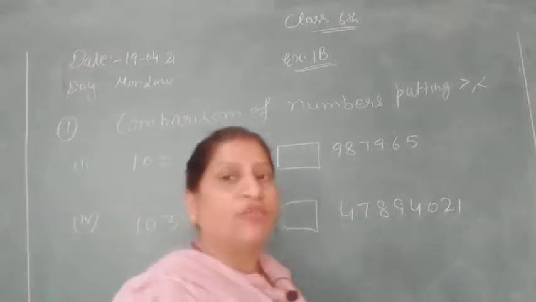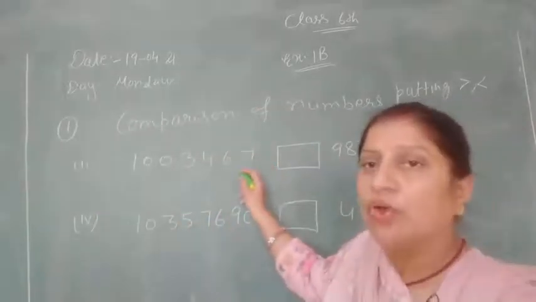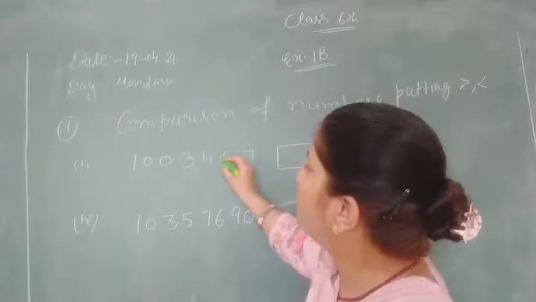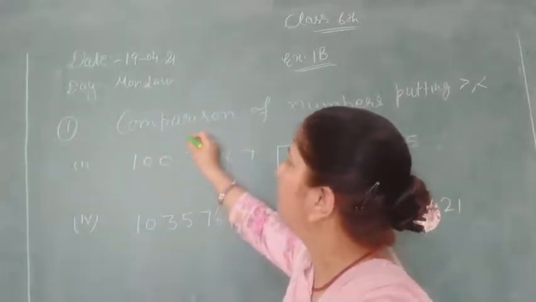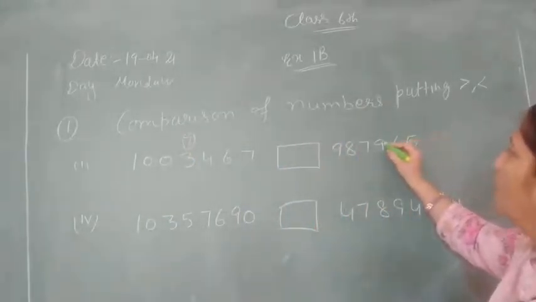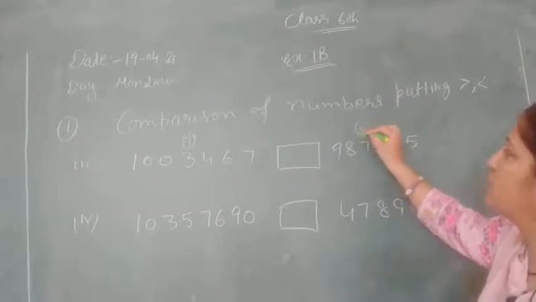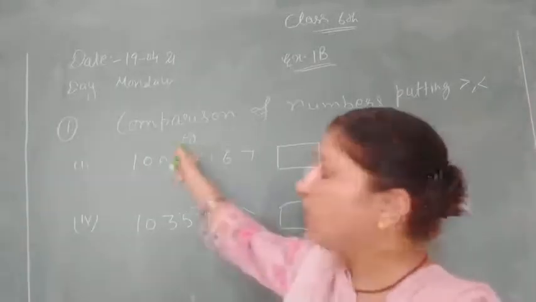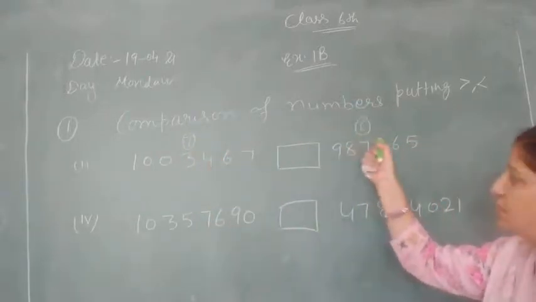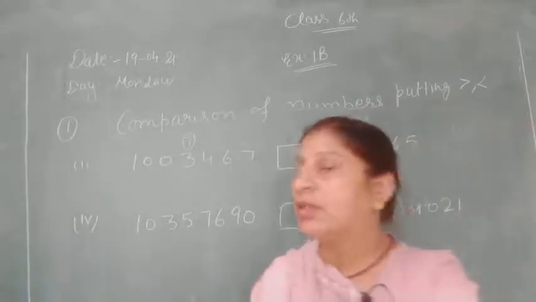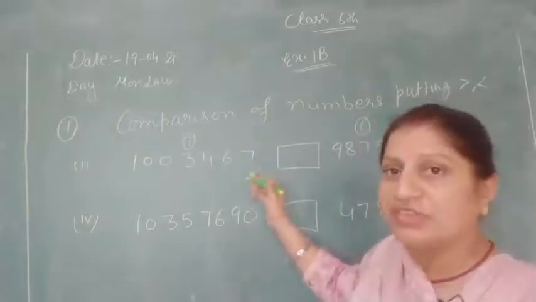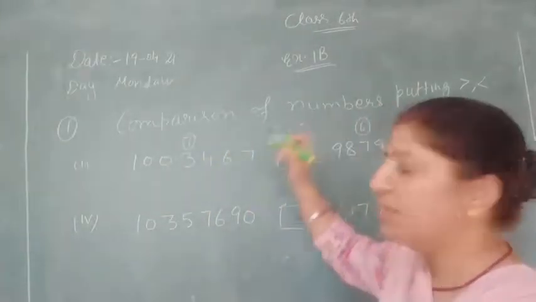Now, first we follow the first rule, that first of all we count the digits of the number. Here we see that we have 1, 2, 3, 4, 5, 6 and 7. This number is having 7 digits and this number is having 1, 2, 3, 4, 5, 6 digits. So the number which is having 7 digits is greater than the number which is having 6 digits. So this number is greater.